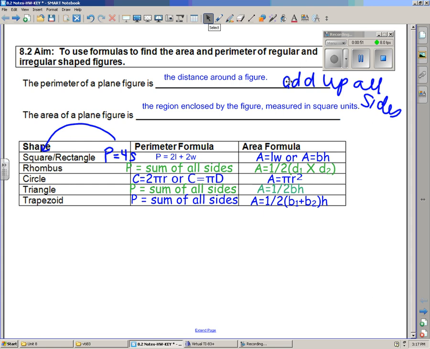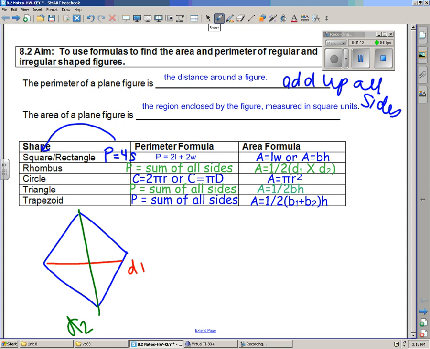A rhombus, which also has all four sides the same, just add up all the sides. And in terms of a rhombus, there are diagonals. A diagonal is any line segment that connects from one vertex to another and goes through the shape. This would act as a diagonal, diagonal 1, let's say. This would act as a diagonal, we'll call that one diagonal 2. A rhombus has four congruent sides, no right angles. The area of a rhombus is half of the product of the diagonals, 1/2 d1 times d2.